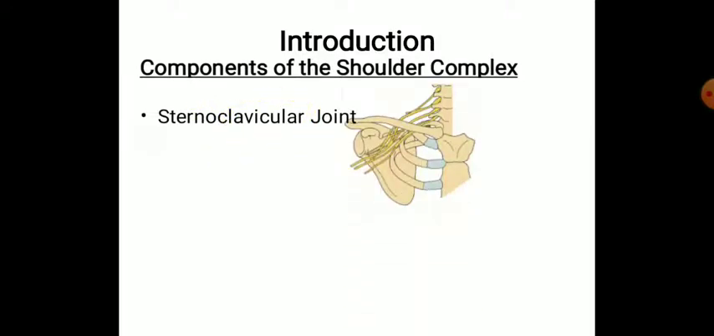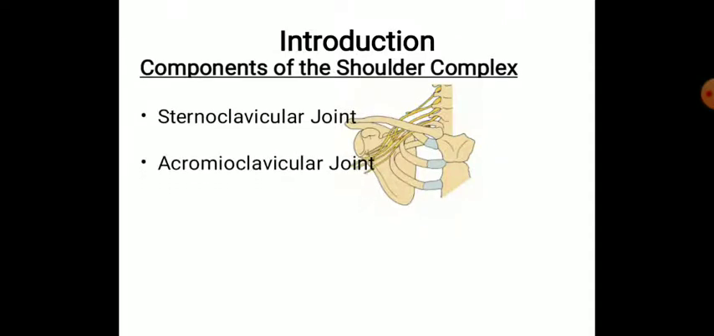So what are the components in the shoulder complex? The first one is the sternoclavicular joint. What do you mean by sternoclavicular? Just divide the name into two. It's a joint between the sternum and the clavicle bone. As you can see in this picture, this is your sternum and this is the manubrium of the sternum. The joint formed between the sternum and the clavicle is known as the sternoclavicular joint.